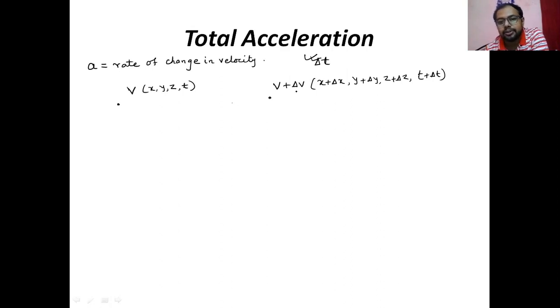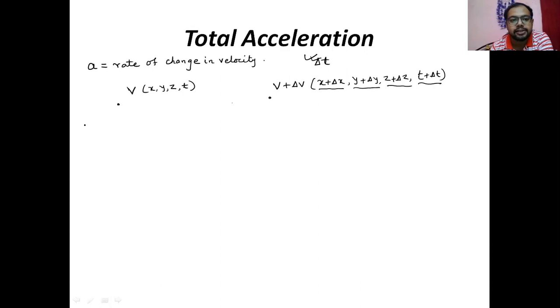So the velocity also changes. Previously the velocity was a function of x, y, z, t. Now after t plus delta t time, it becomes a new velocity, and it is a function of x plus delta x, y plus delta y, z plus delta z, and t plus delta t.